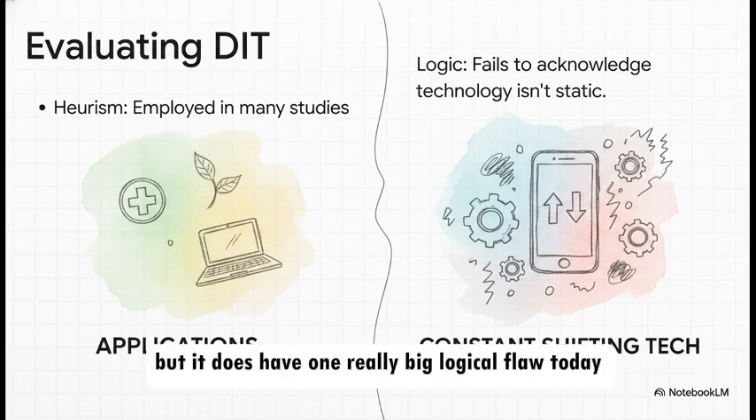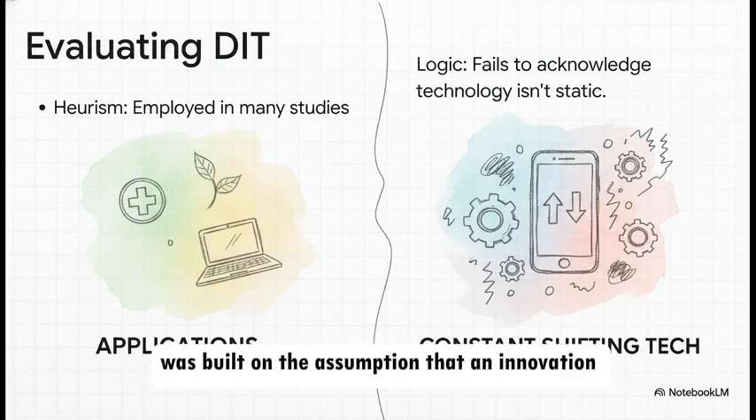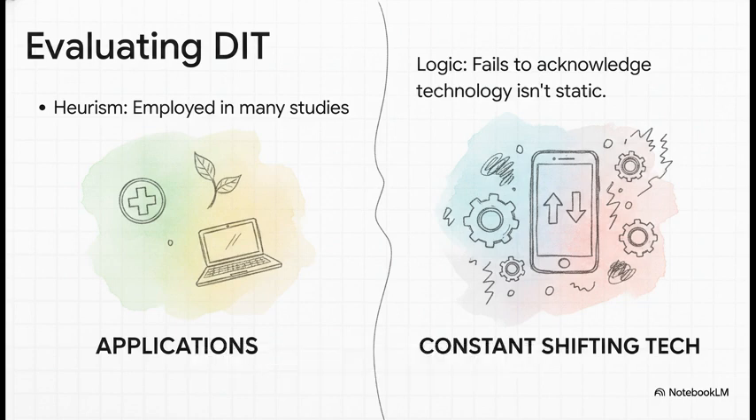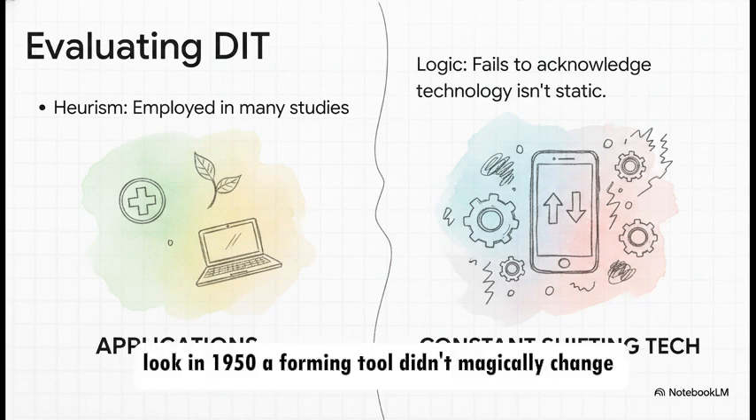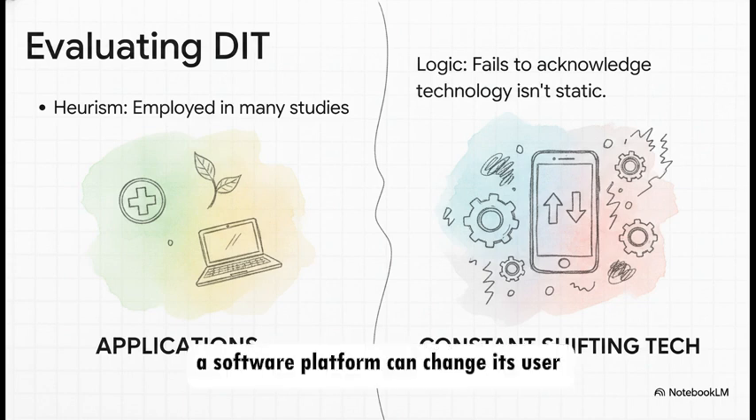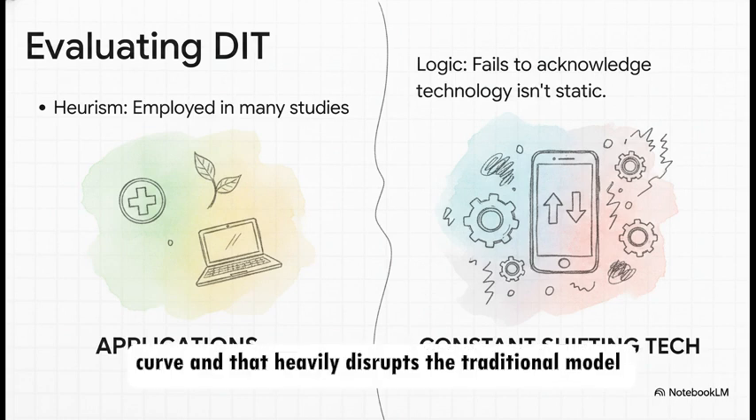But it does have one really big logical flaw today. The theory was built on the assumption that an innovation basically stays exactly the same throughout its entire diffusion process. Look, in 1950, a farming tool didn't magically change once you bought it. But today, tech is definitely not static. A software platform can change its user interface entirely overnight. Apps get massive updates, features are completely overhauled, all while the product is still moving through that bell curve. And that heavily disrupts the traditional model.